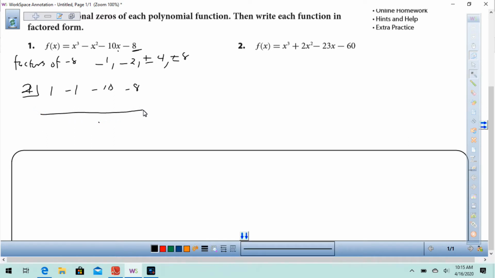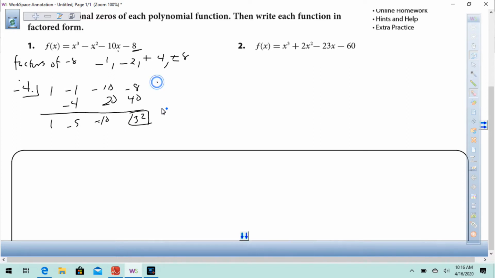What if, let's try something different. Let's try -4. So we bring a 1 down. That gives us -4. -1 plus -4 is -5. That gives us positive 20. And that gives us -10. And that gives us positive 40, which gives us 32 in the box here. So it is not -4.